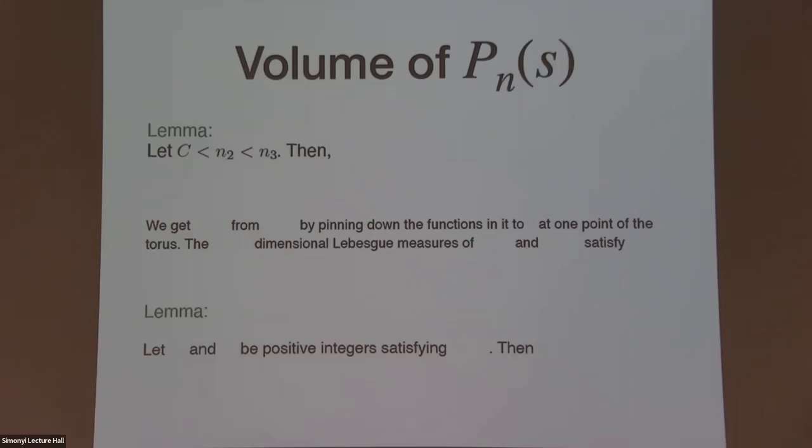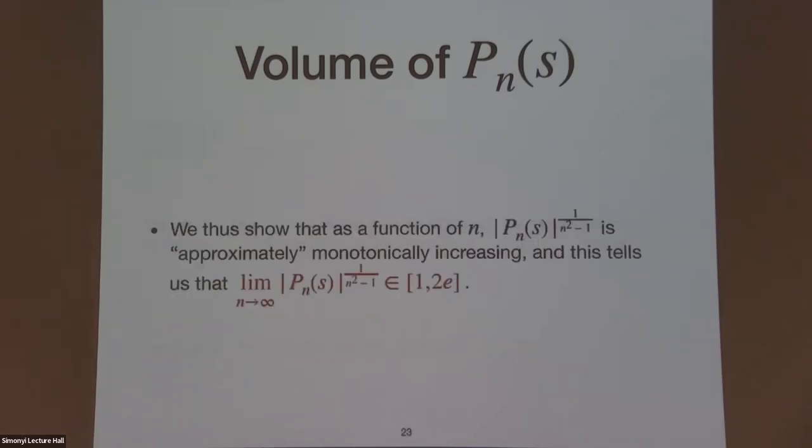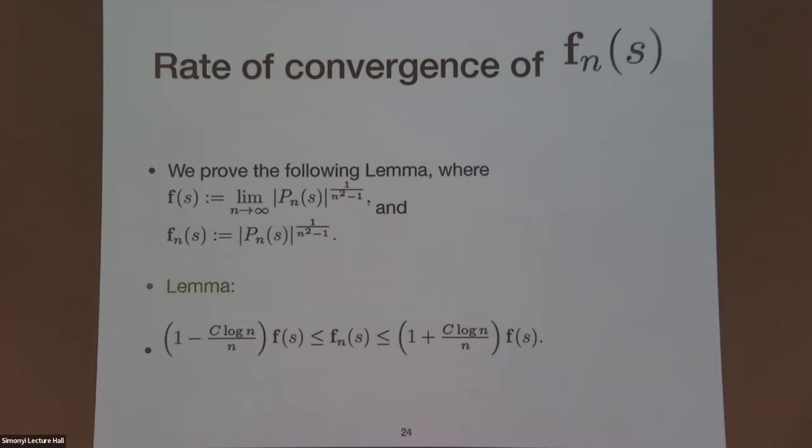As n tends to infinity, the volume of Pn of S to the 1 by n squared minus 1 is approximately monotonically increasing. It's not exactly monotonically increasing, but we can show it's approximately monotonically increasing. And since we have both upper and lower bounds, that's good enough to prove that the limit exists. So that's the upshot of this. And we get some rates as well about how quickly this converges to the limit.